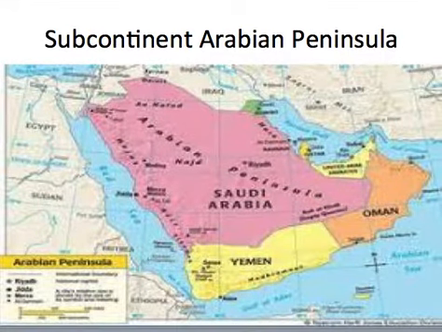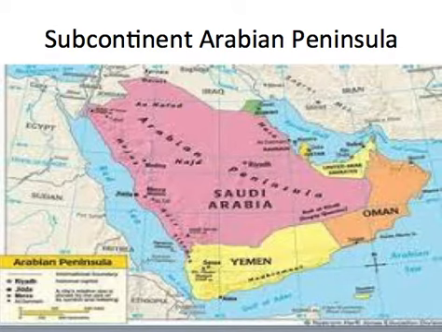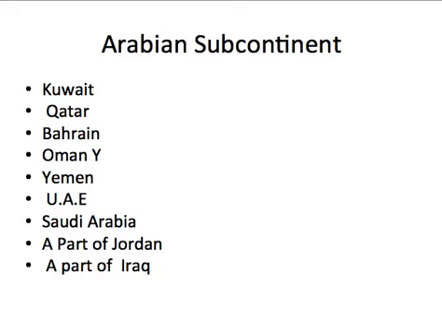The Arabian Peninsula is a subcontinent, or you could say the Arabian subcontinent. Here is a map of what the Arabian Peninsula looks like, and the countries on the Arabian subcontinent are Kuwait, Qatar, Bahrain, Oman, Yemen, UAE. UAE stands for United Arab Emirates, and if you don't know where that is, it's the place where Dubai is. Saudi Arabia, a part of Jordan, and a tiny bit of Iraq.